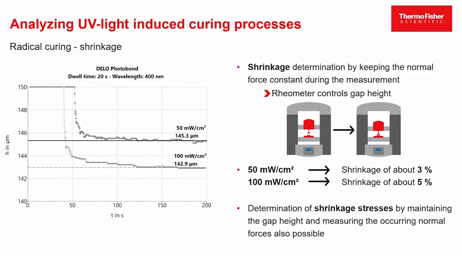Another important thing is the investigation of shrinkage, as it can have an impact on an adhesive joint. A great thing about rheometers is that this shrinkage can be detected simultaneously during the curing experiment. By controlling the occurring normal force, the rheometer automatically adjusts the gap height according to the shrinkage of the sample. So shrinkages of about 3% in the case of 50 milliwatt per square centimeter, or 5% in the case of 100 milliwatt per square centimeter can be obtained.